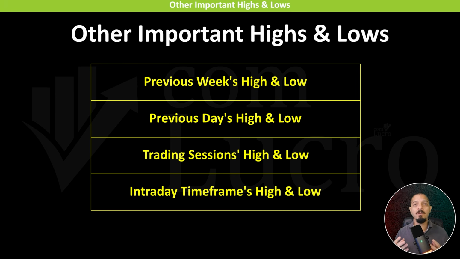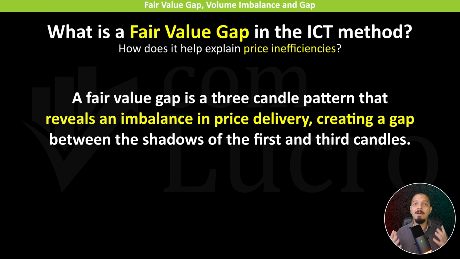These levels often act as natural areas of liquidity and help explain where price is more likely to react or seek stops. But once liquidity is taken, price does not move randomly. It often leaves behind clear signs of imbalance as it expands away from those levels. To understand that behavior, we need to look at another key concept.